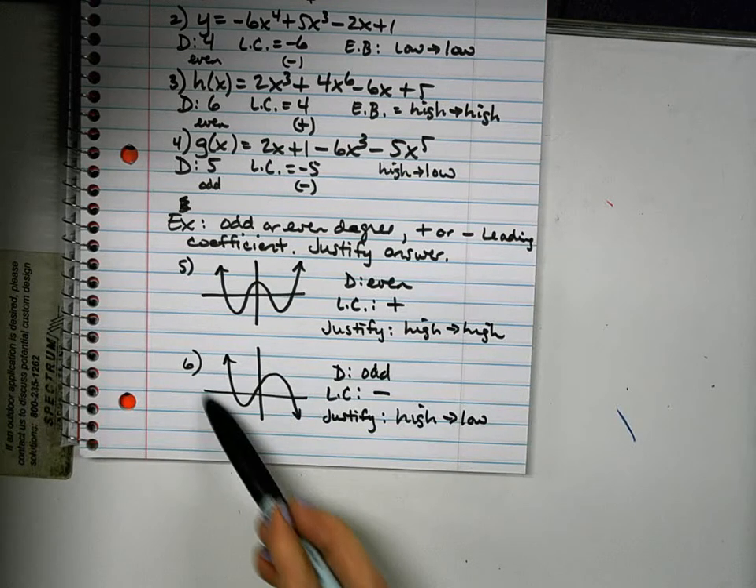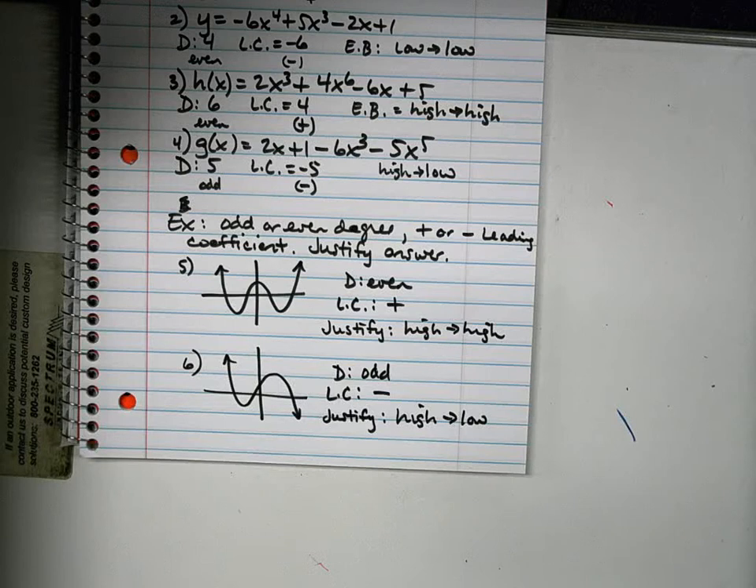Okay, and could this one be a 3rd degree? I got 3 zeros, I got 2 turning points. Could it be 3rd degree? Yeah, it could. You could have the little twist and turn.